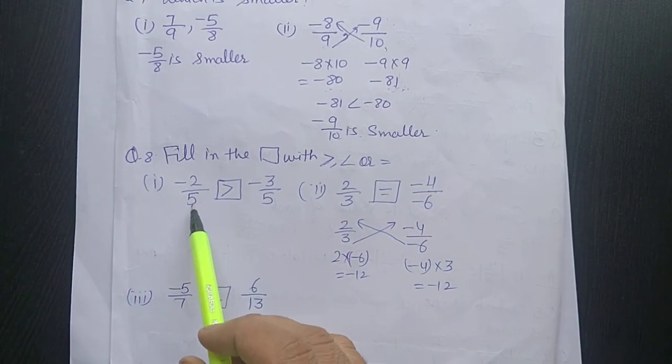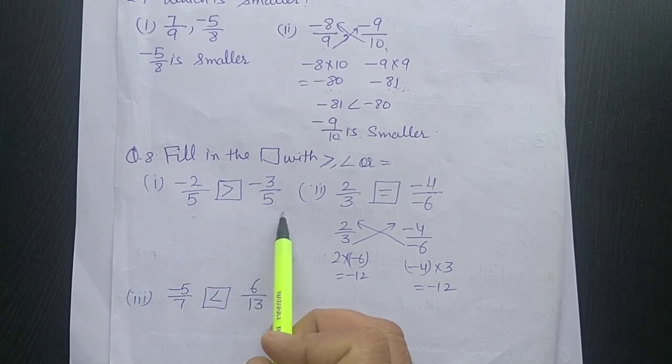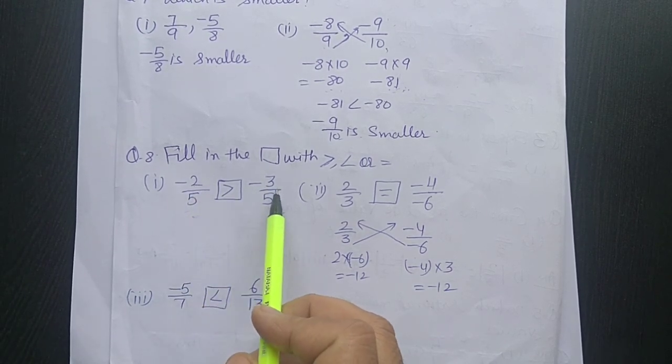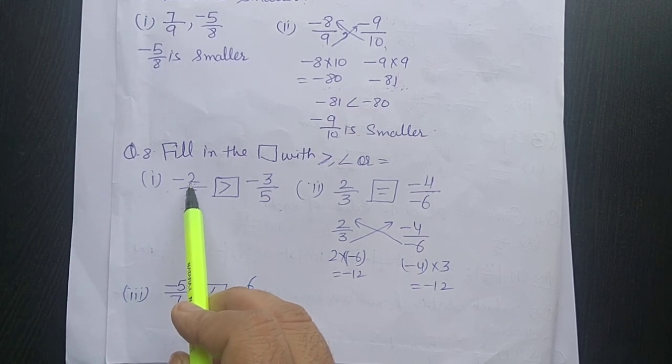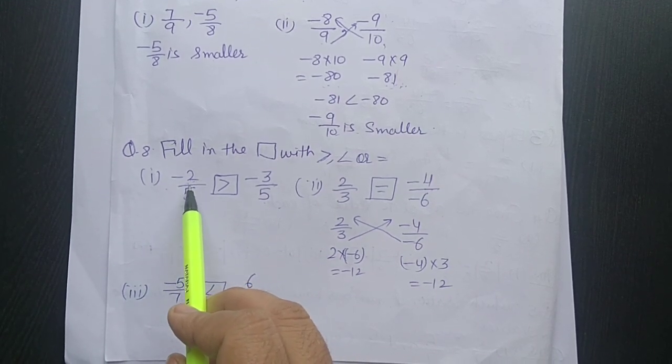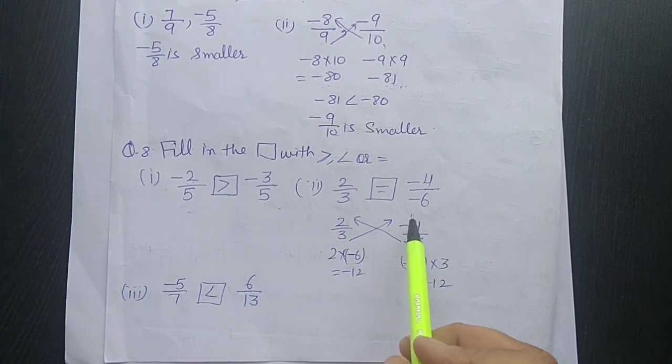So here both denominators are the same. Here is minus 2, minus 3. Both are negative. The number which is smaller will be the greater in negative sign. So the greater than sign will be there.